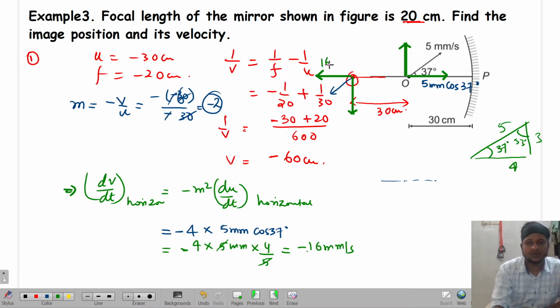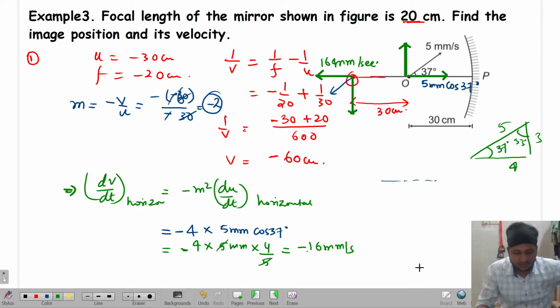Minus sign means what? Opposite. So this component is how much? 16 millimeter per second. Got it or not? Gagan, Anuj, are you able to get me or not? Tell me. Yes or no? Anuj, are you able to understand?